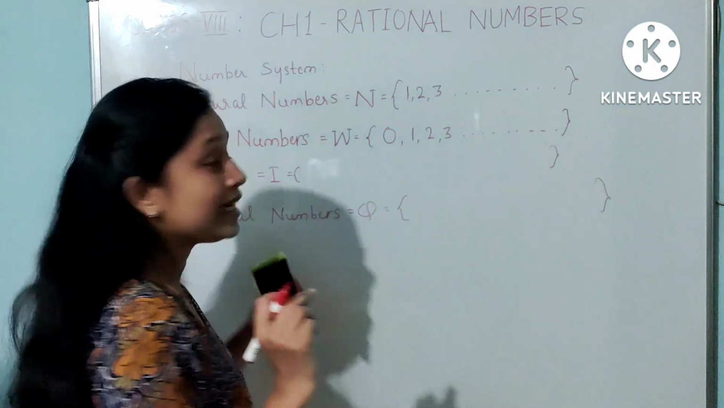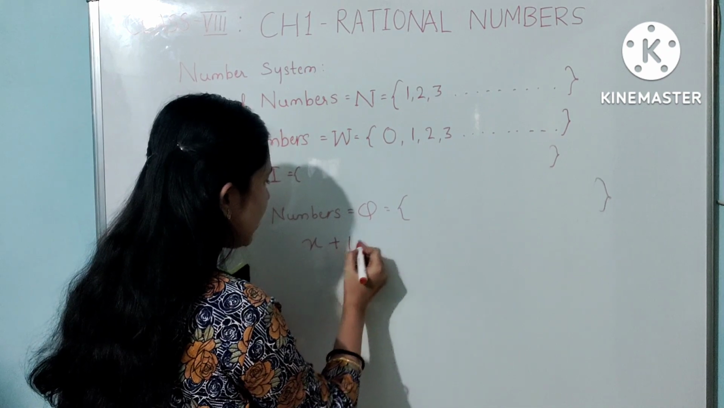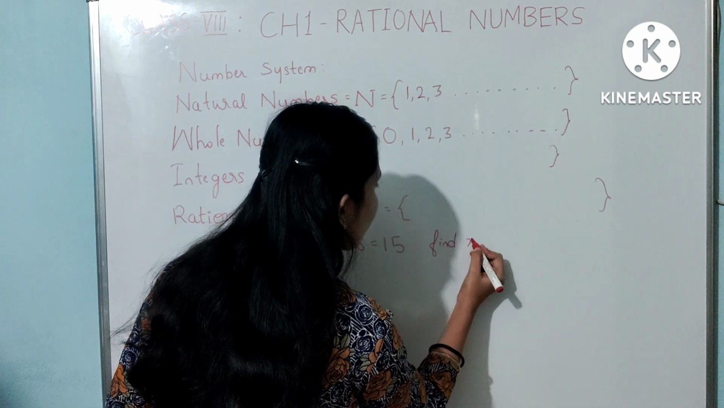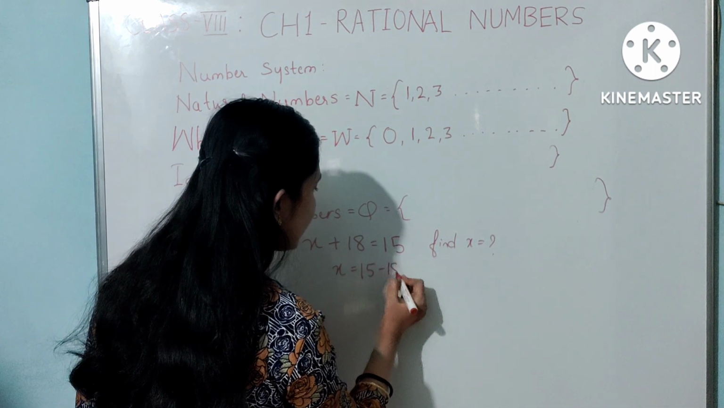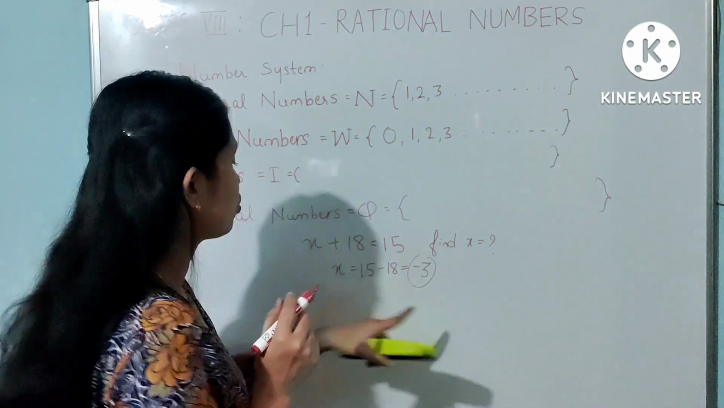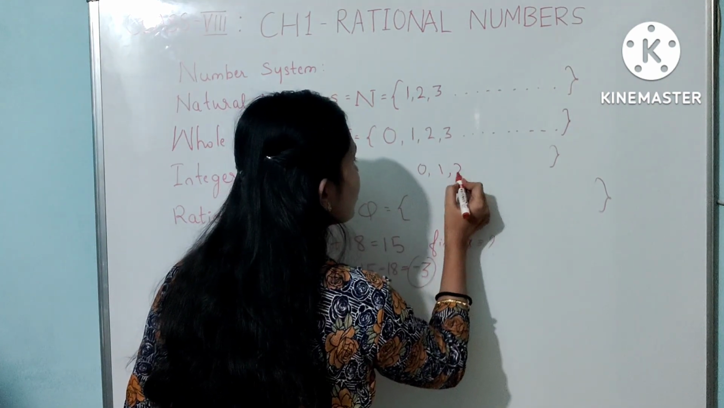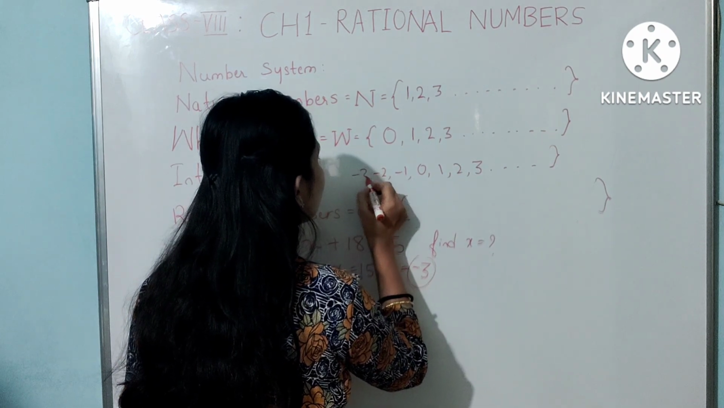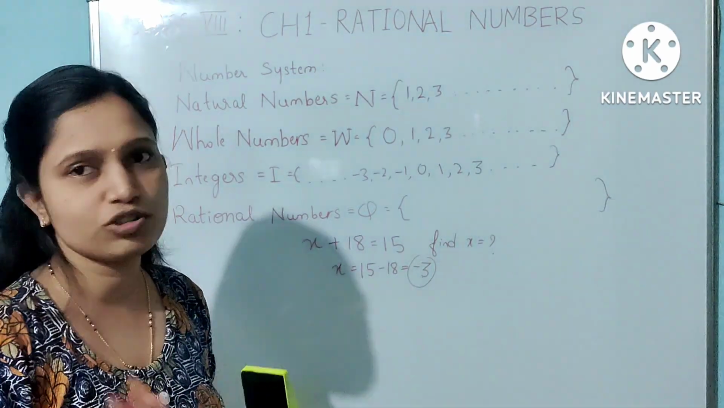Let us understand integers by taking an equation. A simple equation, okay? So x plus 18 is equal to 15. Find the value of x. So x is equal to 15 minus 18, that is minus 3. So a negative number, right? So integers include positive numbers as well as negative numbers.